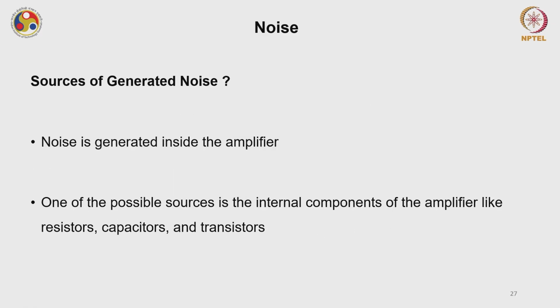So where is this noise coming from? I am not using any other external ambient and this setup is completely enclosed. Even then I am getting some noise. This noise is actually getting generated inside the amplifier only. A possible source is the internal components of the amplifier, which is built up of some active elements and some passive elements like resistor, capacitor, inductor, transistor, diode. So the noise is getting produced in those active and passive components.